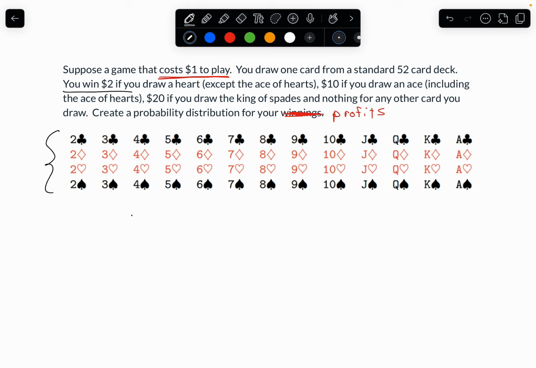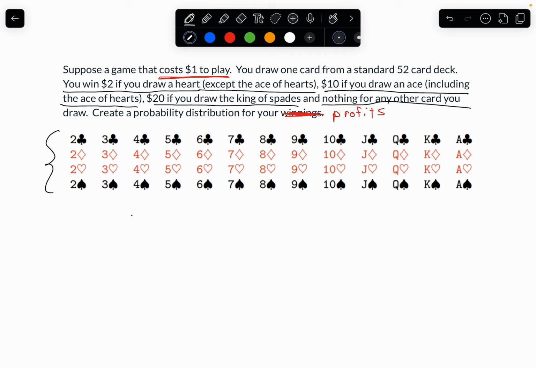This says you win $2 if you draw a heart, with the exception of the ace of hearts, because that's going to have its own special rule. You win $10 if you draw an ace. Here we are including the ace of hearts. $20 if you draw the king of spades, and you win nothing if you draw any other card.